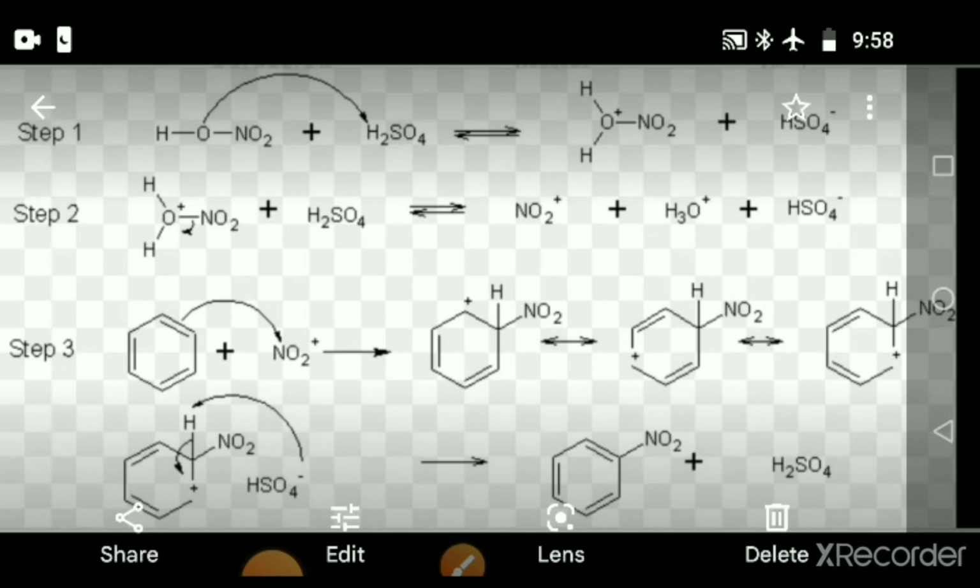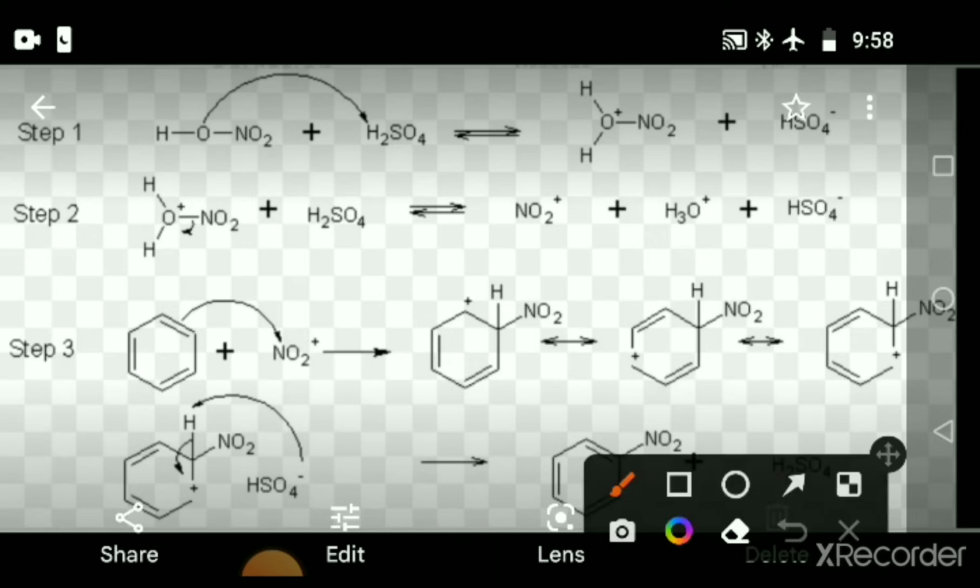Coming to the nitration mechanism, in the first step, the generation of an electrophile takes place by removing one hydrogen from the sulfuric acid to give the nitric acid, and it forms the electrophile.